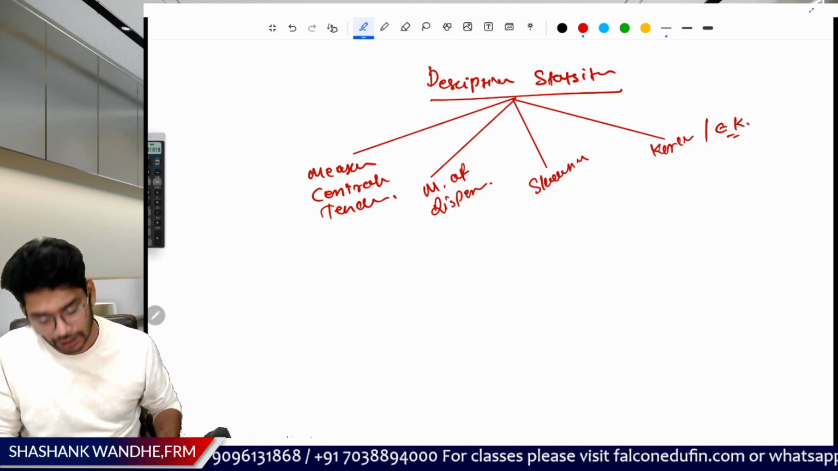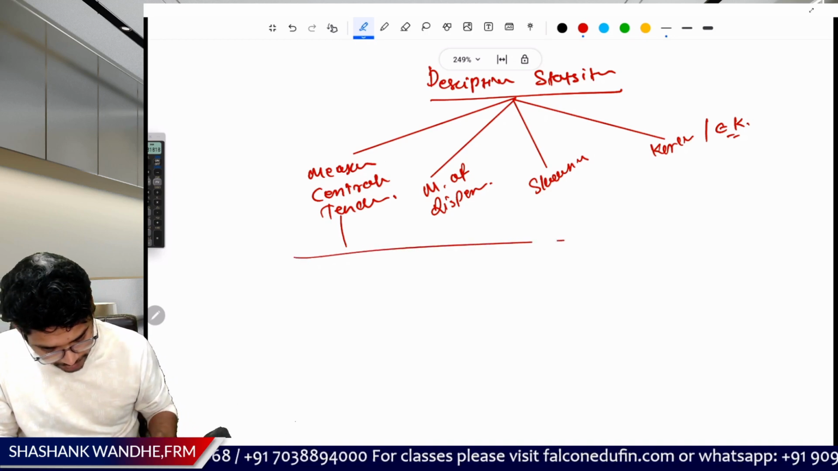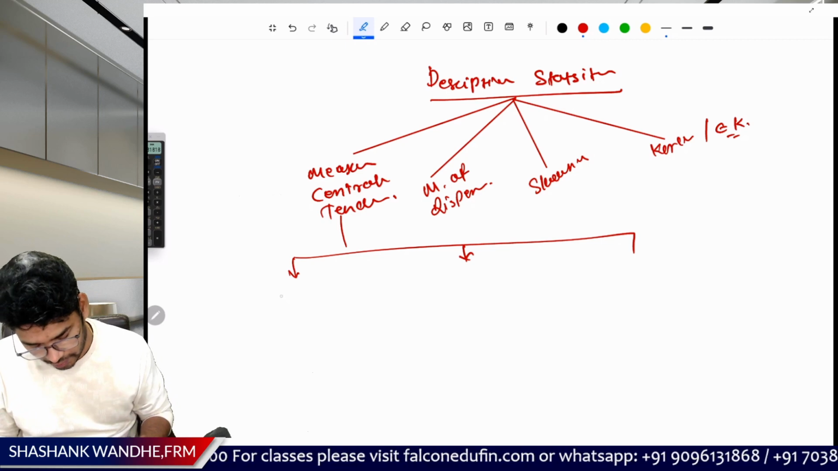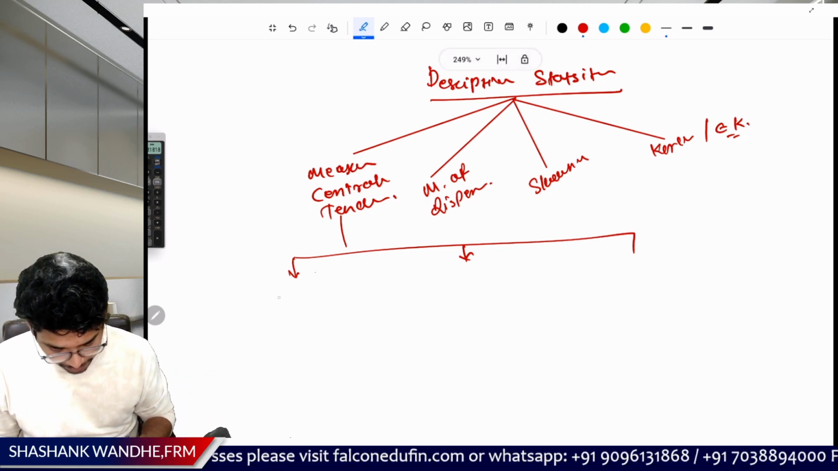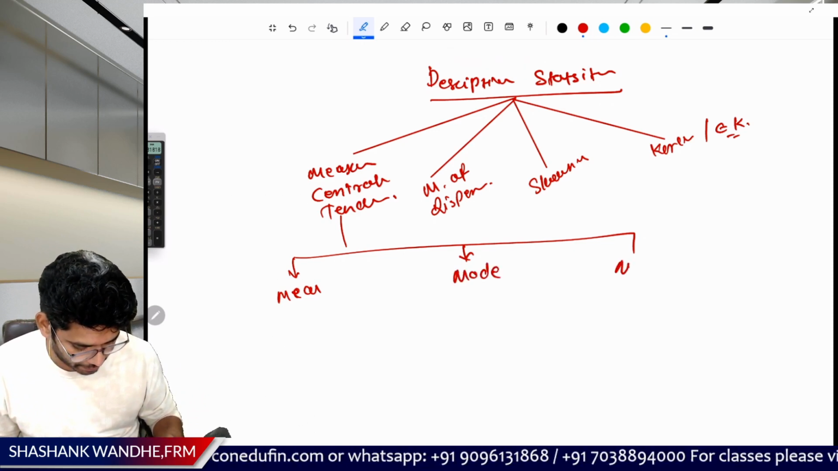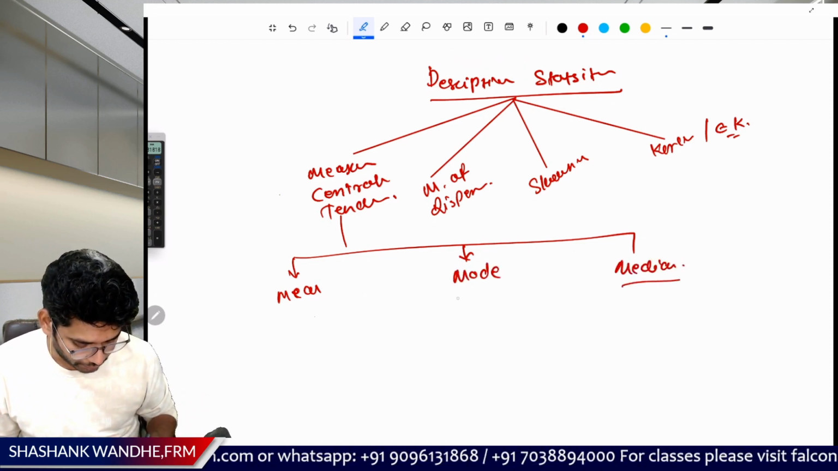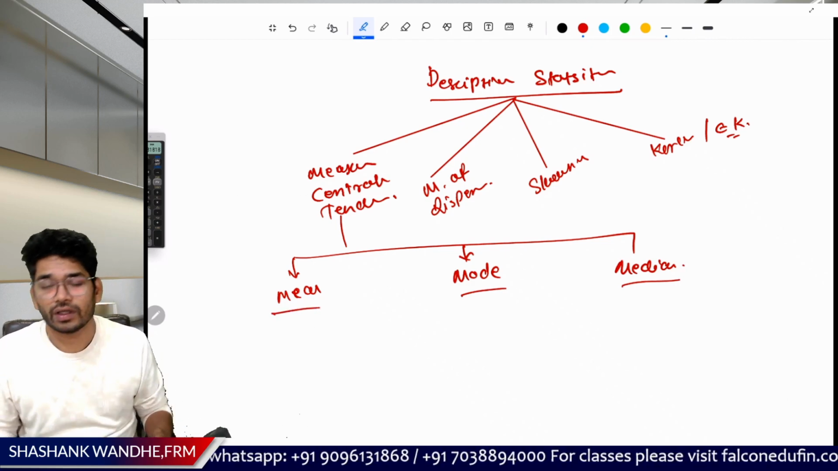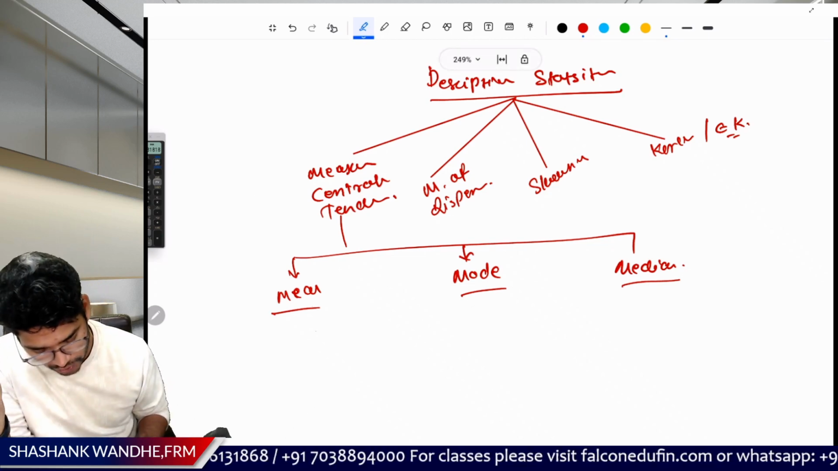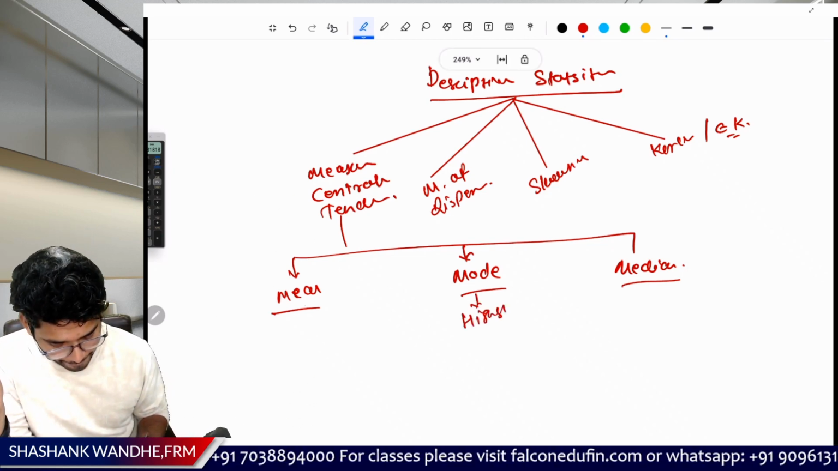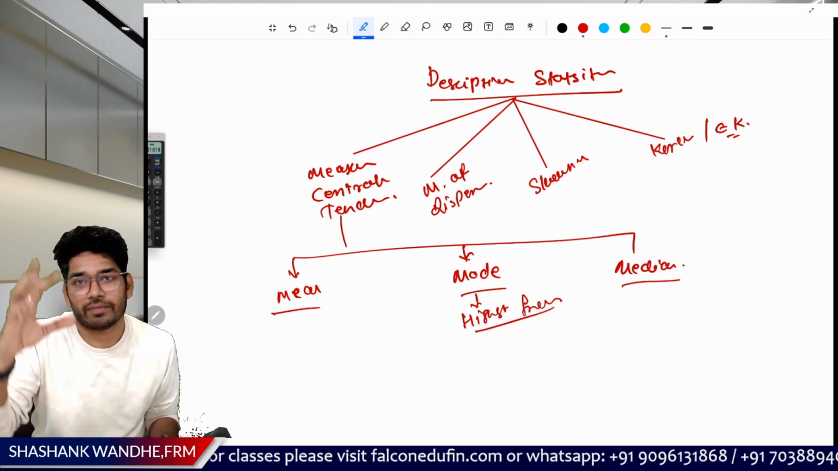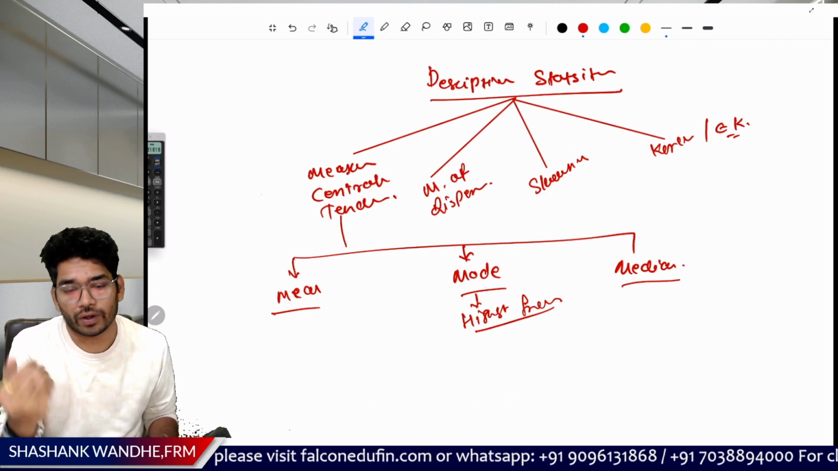Okay. Now, starting with the measures of central tendency. Here we have 3 primary measures. First is the mean, second is the mode, and then the median. We'll discuss the mean later. First the mode. Mode means the observation which has the highest frequency. The number which is repeated the maximum number of times in your data is the mode of the data.